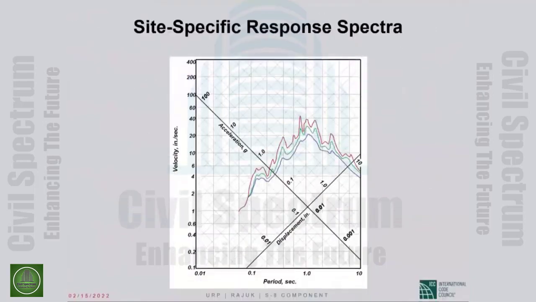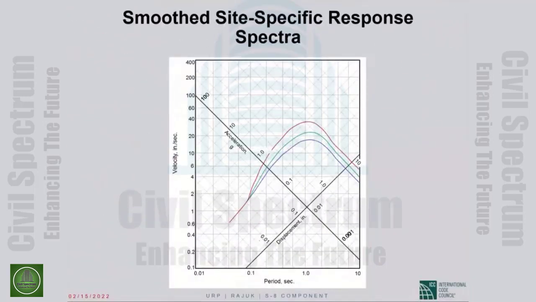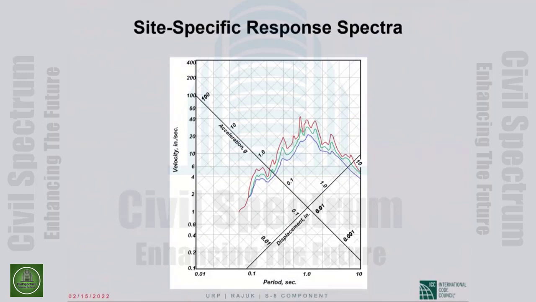Now, let me back off to this plot. These are response spectra for 3 different amounts of damping for 1 component of 1 ground motion. Does it make sense to use this spectra as the basis of design? And the answer is a resounding no.